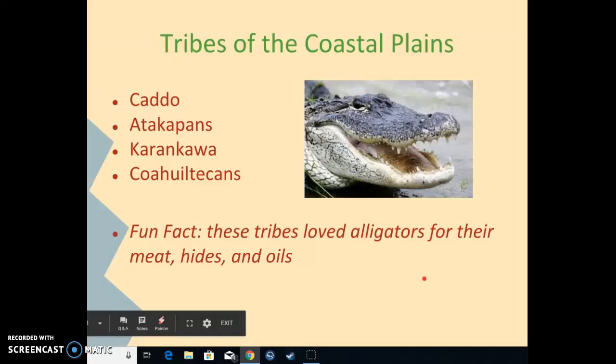The tribes of the coastal plains, well, they were the Caddos, the Attakapas, the Karankawas, and the Coahuiltecans.